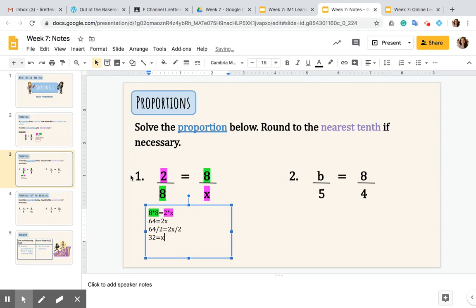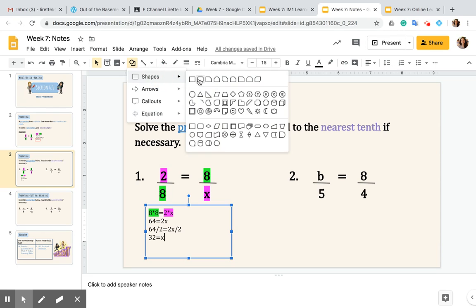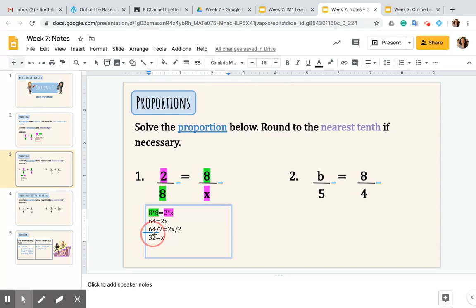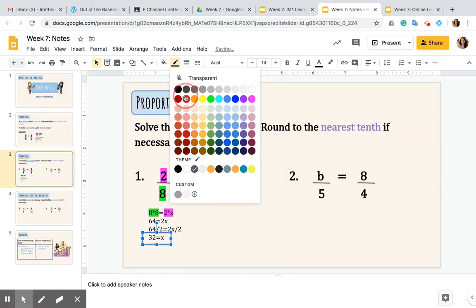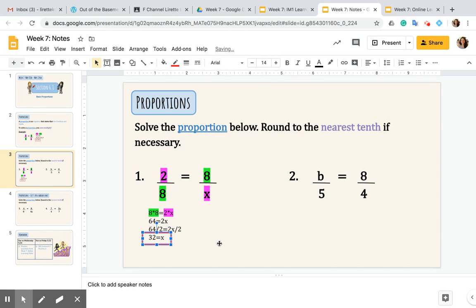Okay, so here's my answer, my final answer. Just going to put a box around it so you can really see it. So again, I just cross multiplied. I set those cross products equal, simplify, and solve.